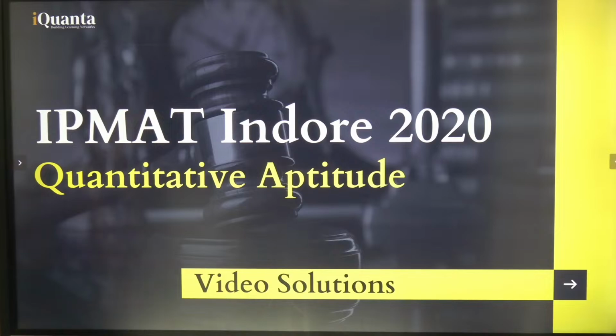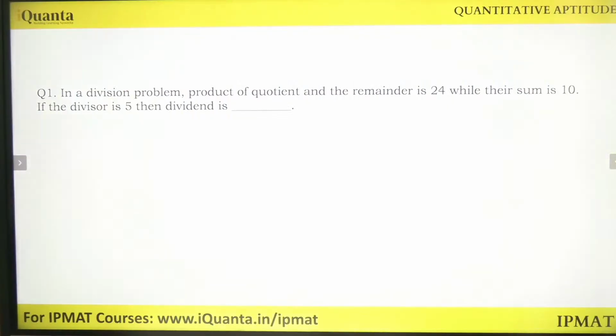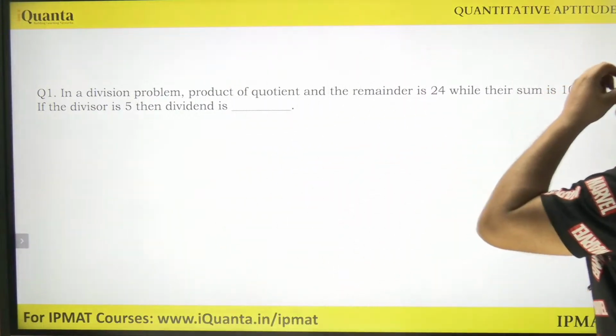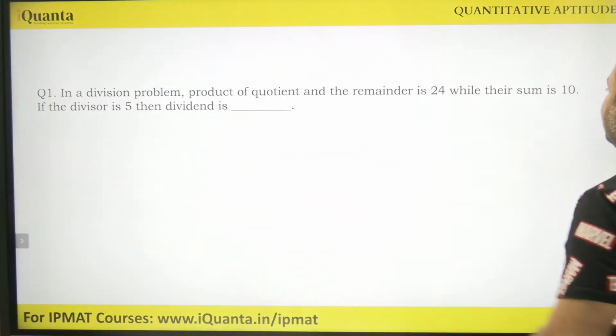So today we'll be doing the solutions for the IPM Indore 2020 question paper. So here comes the first question. It says in a division problem, product of quotient and remainder is 24.